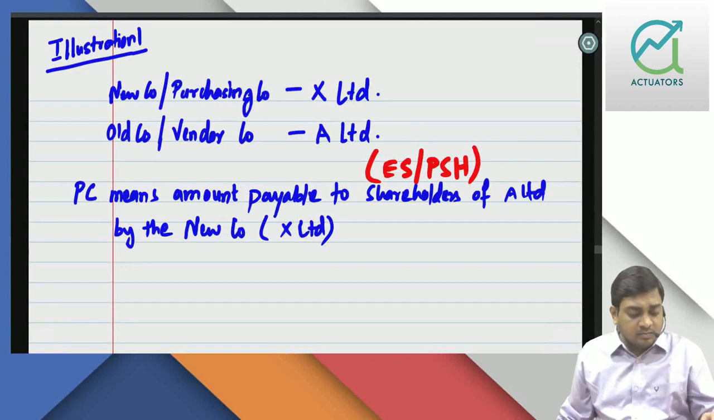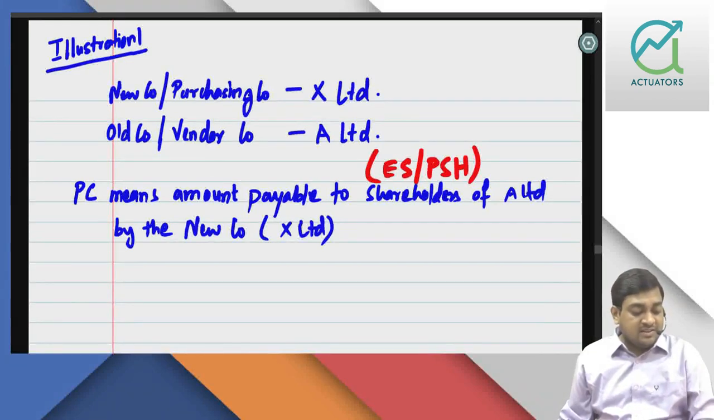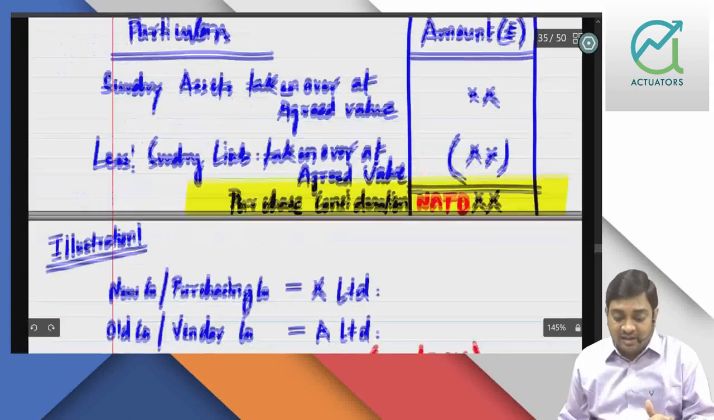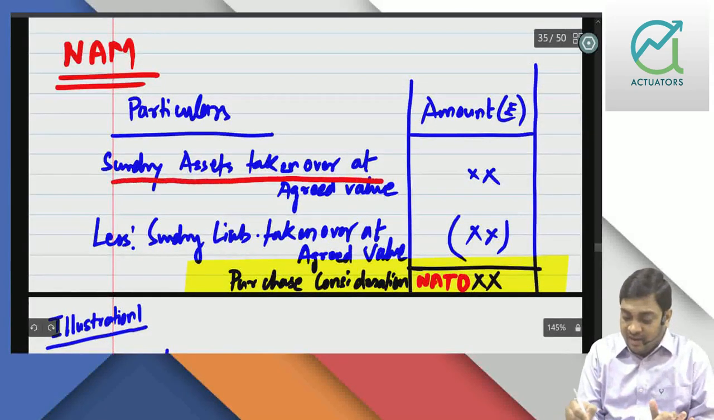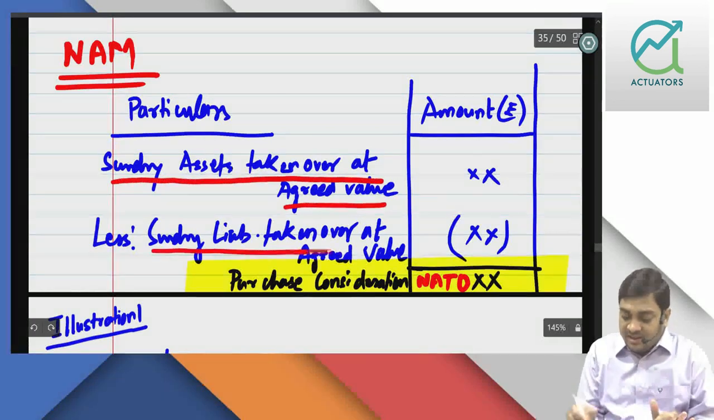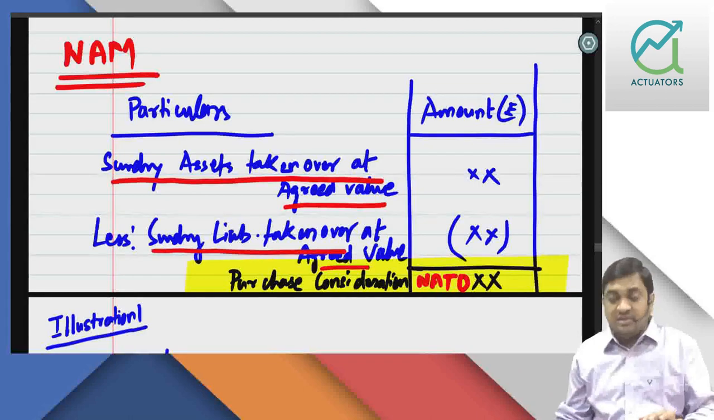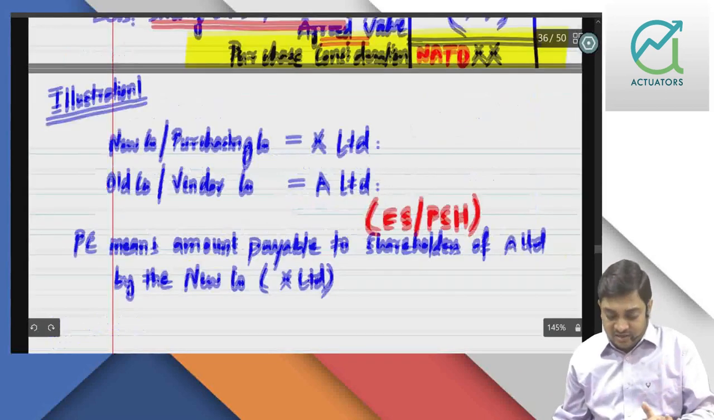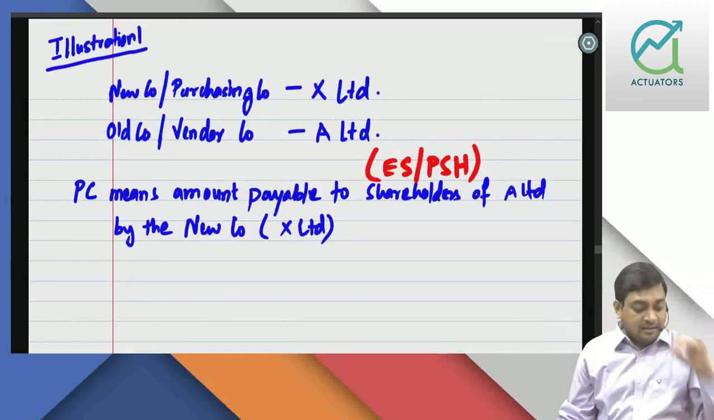So first of all, they have told us to calculate, as per point number 1, when consideration is calculated under net asset method. So as per net asset method, you have to see sundry assets being taken over by the new company and sundry liabilities taken over by the new company, both at agreed value. The net difference will give you NATO, and that NATO is purchase consideration. Is that fine?